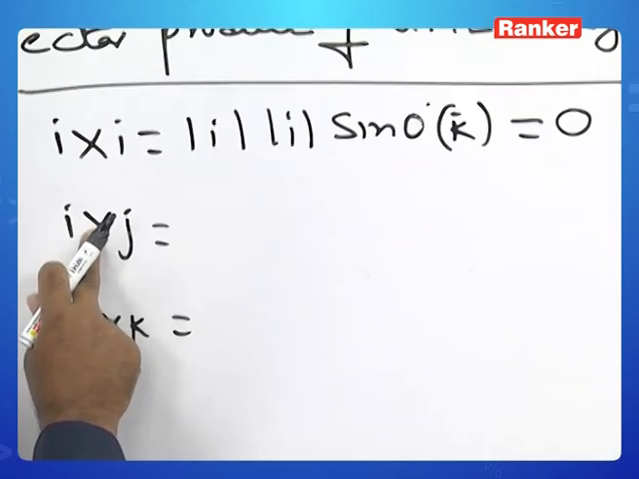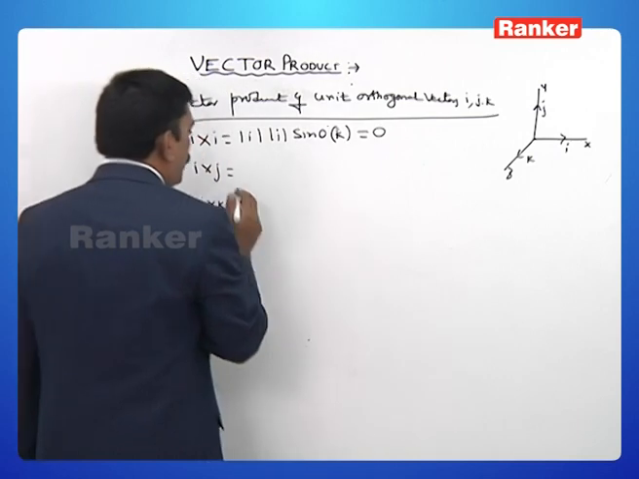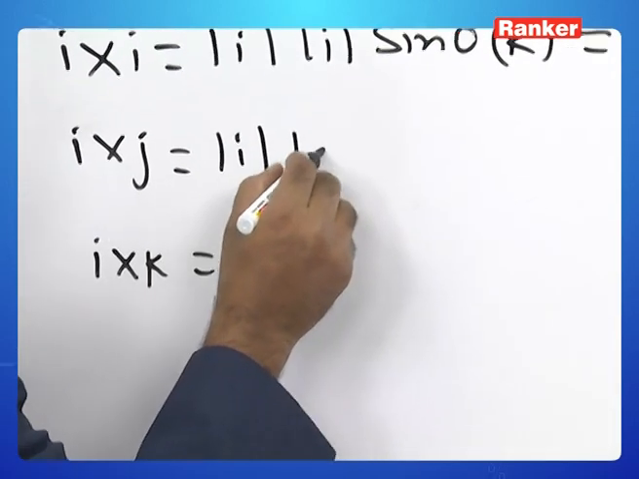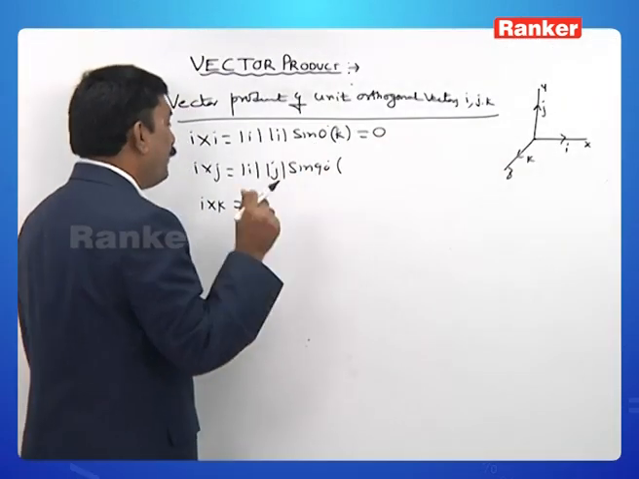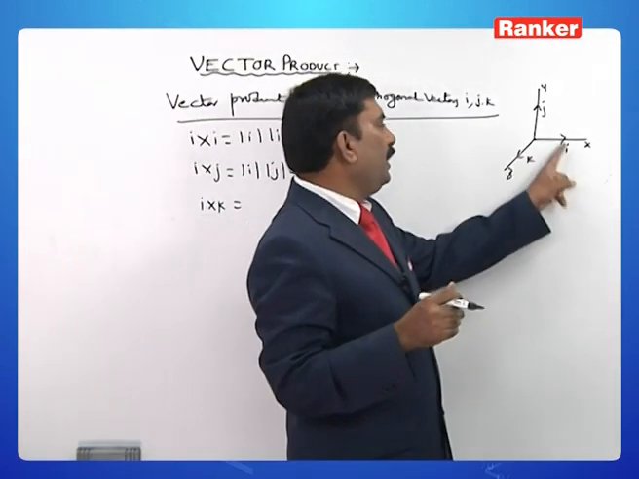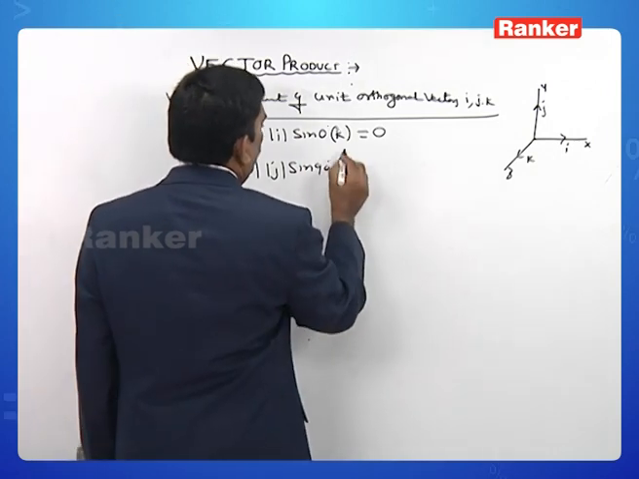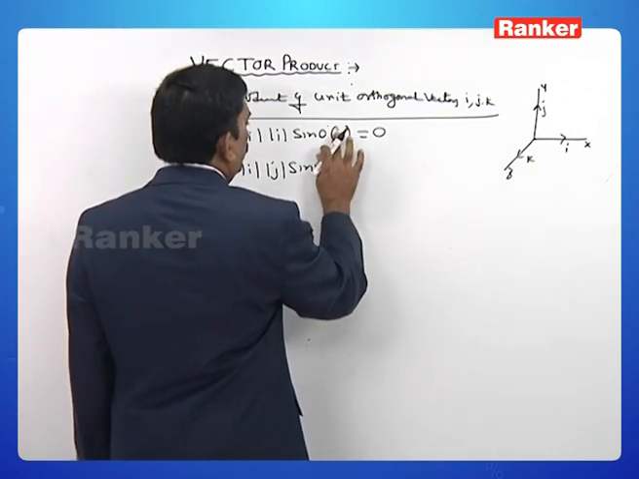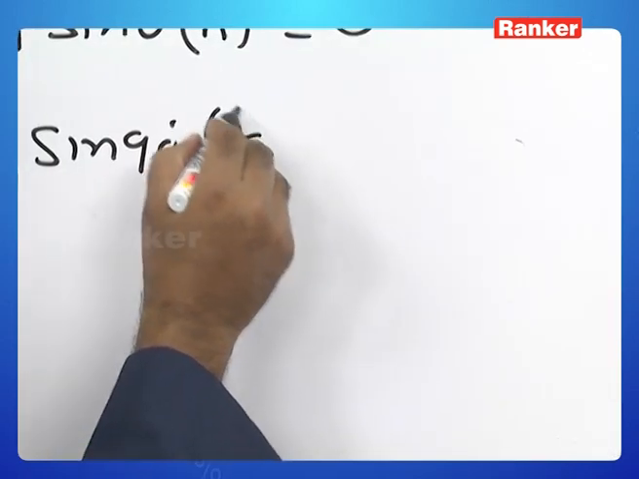Next, i cross j. The angle between x and y axis is 90 degrees. Therefore, mod i, mod j, sine 90. The vector which is perpendicular to i and j is k. So therefore, instead of n cap, let it be k. So therefore, this is k.